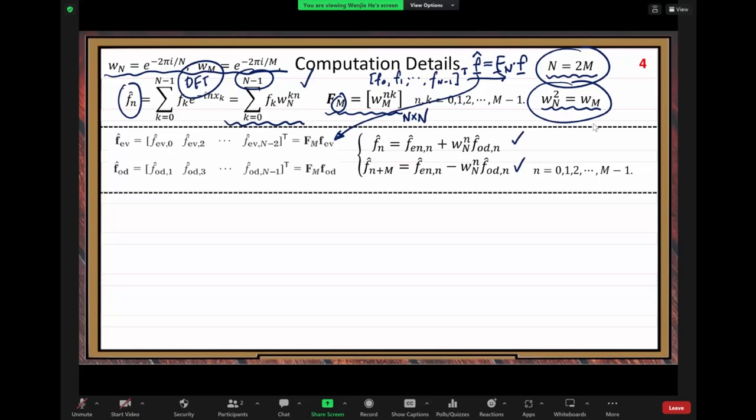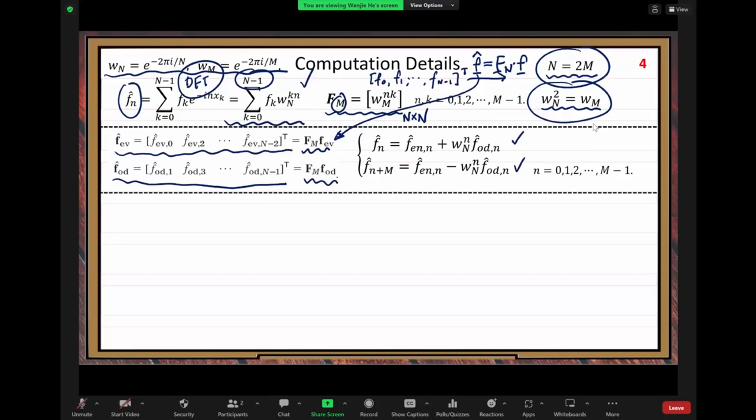The frequency spectrum we split into even components and odd components. Even components we put in the vector, this FEV hat vector. Odd components we put in another vector, FOD hat vector. For the even one, we can use this expression. For the odd one, we can use this expression. So next, the question: this formula I gave you before, but how to get them, right?